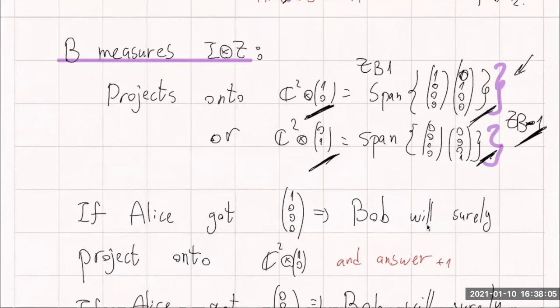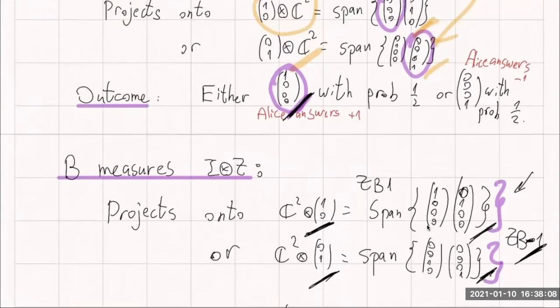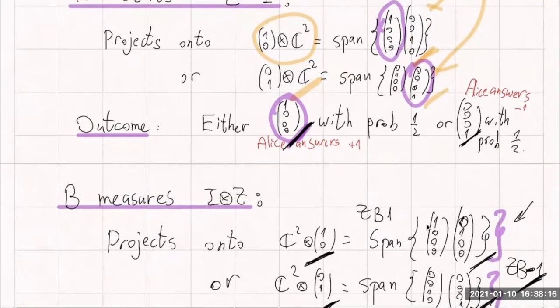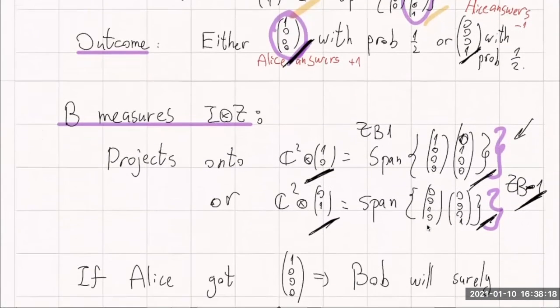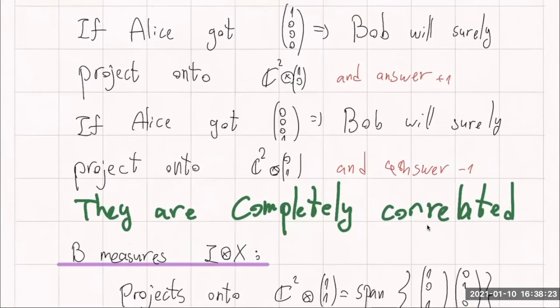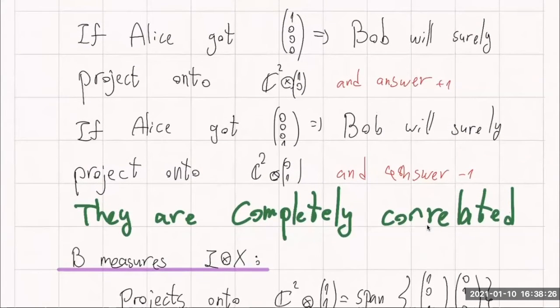And if the outcome of Alice's measurement was the other vector, the 0, 0, 0, 1, clearly Bob will just project onto ZB-1. And this means that Bob will answer with a -1. So the point is that if they share the EPR pair and both of them use the same measurement, the same Z measurement, and similarly you can check with the X measurement, they are completely correlated. This is the point. With 100%, they will answer the same answer.